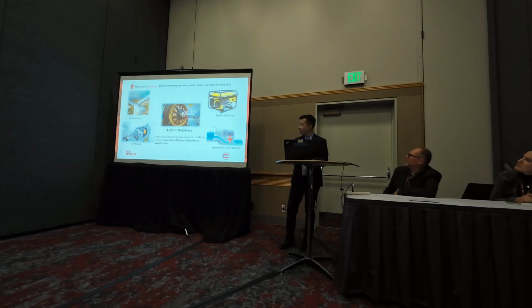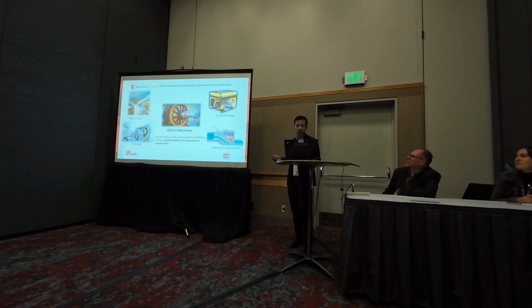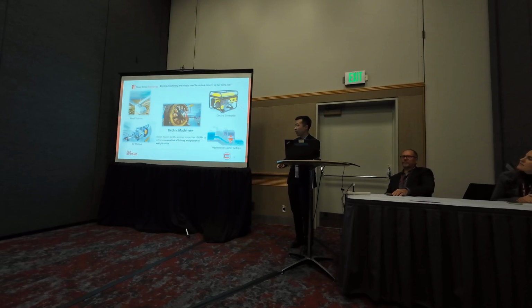And electric machinery, which includes motors and generators, relies heavily on the unique properties of rare earth materials to achieve unparalleled efficiency and power-to-weight ratios. Electric machinery is widely used in various aspects of our daily life. For example, wind turbines and electric generators, water turbines in hydropower, and an increasing number of electric vehicles.